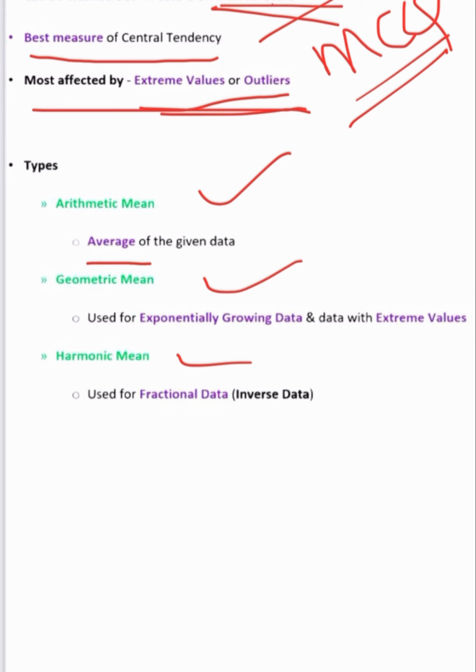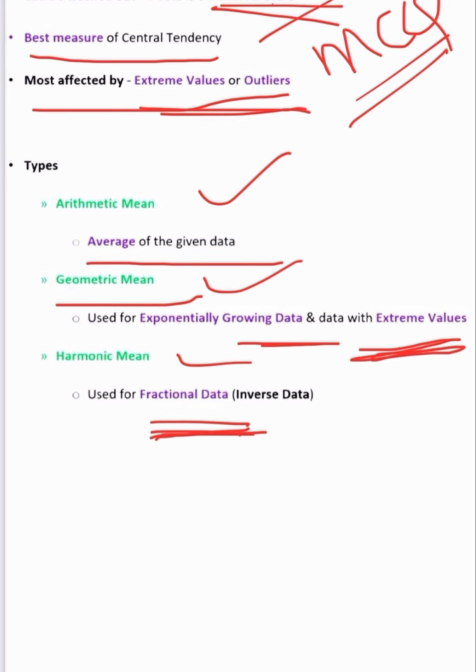Then types of mean: arithmetic mean, geometric mean, harmonic mean. Arithmetic, A for A, average of the given data. Then geometric mean is used for growing data. G for G, growing data or extreme values. And harmonic mean is for fractional data. Fractional data, harmonic mean. You can remember it.